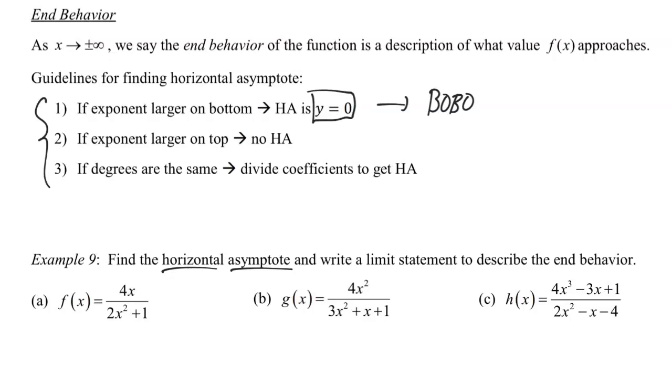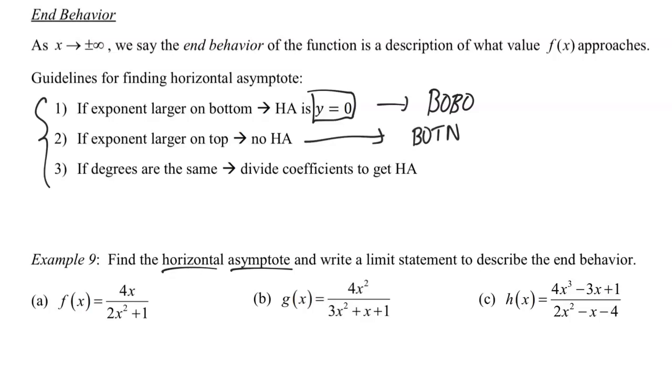Okay, number 2, if the exponent is larger on top, then there is no horizontal asymptote, and so the way that we abbreviate that is with the 4-letter abbreviation BOTN, which stands for bigger on top, none, meaning there's no horizontal asymptote if the exponent is larger on top.